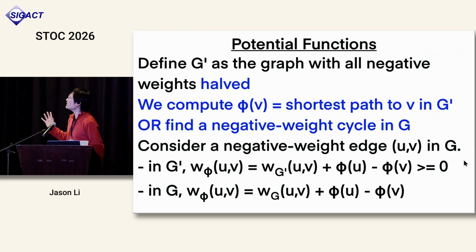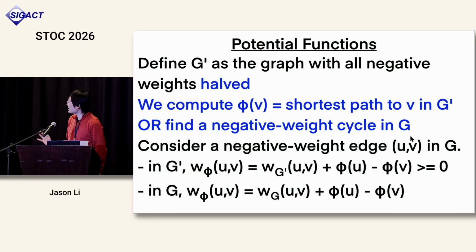Okay, it turns out we cannot quite accomplish this in one go. So what the BNW framework does is it iteratively computes a set of potential functions. So let's see how this works. Let's define a graph G prime to be the initial graph, but with all negative weights halved. So every negative weight becomes half of its original negative weight. And the key idea is, let's try to compute the shortest paths in this newly weighted graph. Either do this or find a negative weight cycle in the initial graph.